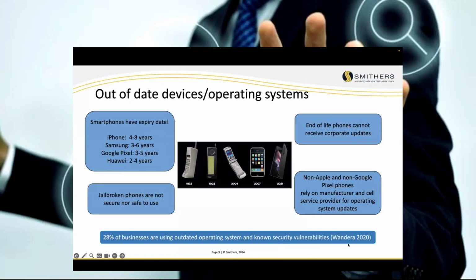Wandera is, by the way, a great source of information if you're ever looking to make your board or your union executives sweat about cybersecurity. This is the big one. They did a survey back in 2020, and they determined that 28% of all businesses are using outdated operating systems with known cybersecurity vulnerabilities on their mobile devices. The biggest reason cited was the cost of the phones. The phone was costing them $1,000 every 2 to 3 years to replace the phone and maintain them and keep them updated.